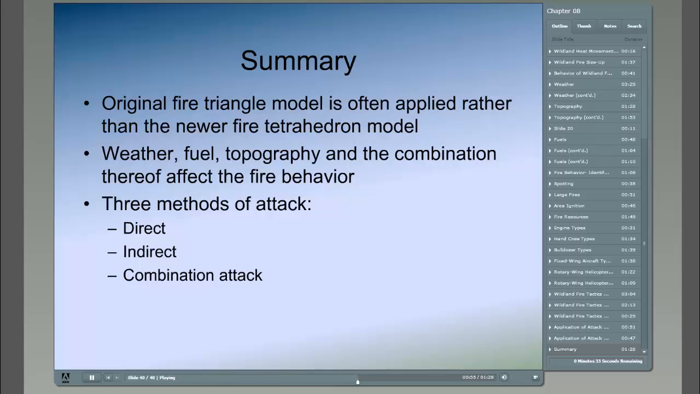The three methods of attack used on a wildland fire are direct, indirect, and a combination attack. The type of attack depends on the fuel, weather, and topography, as well as the type and availability of firefighting resources. Each attack method has its advantages and disadvantages. Other configurations of attack methods are pincer, flanking, and development.